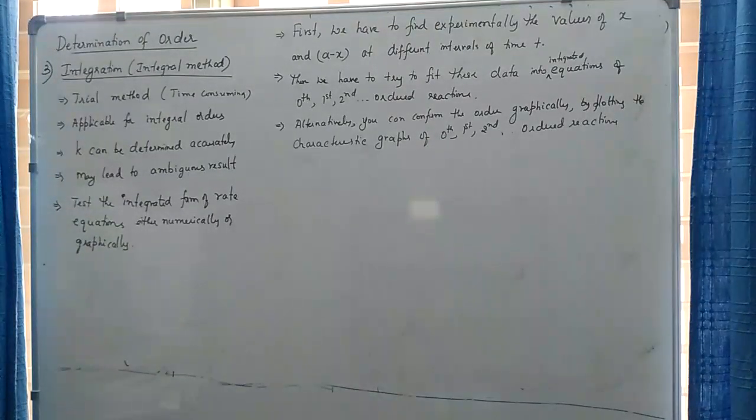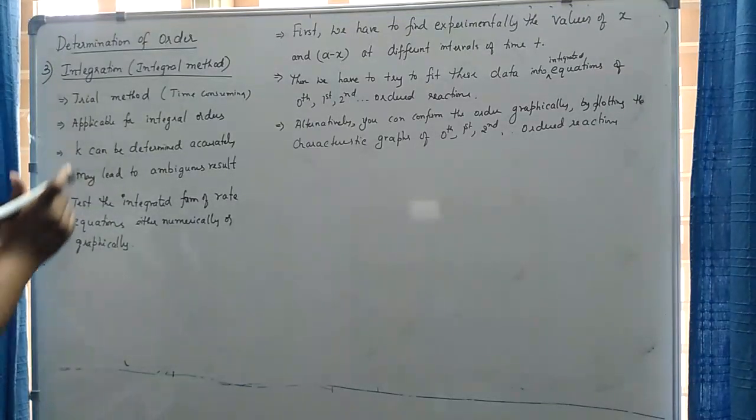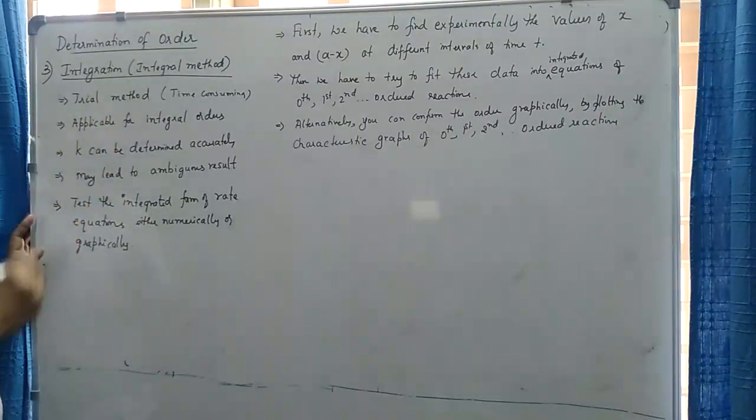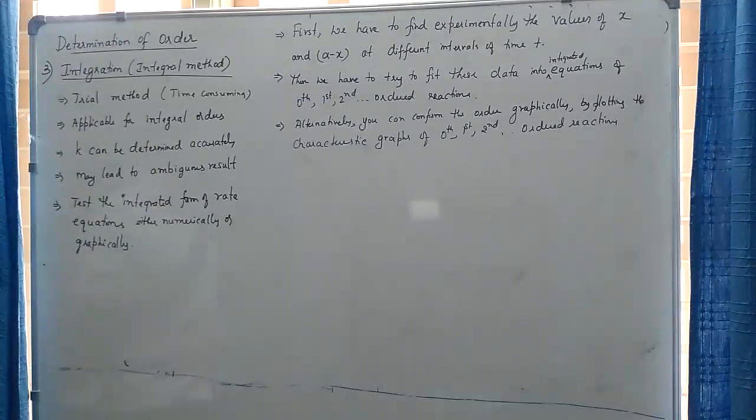The third method is the integration method, or the integral method. I have listed some important features of the integration method. First of all, this method is a trial and error method. And remember, a trial and error method is always a laborious, time consuming method. Sometimes it may finish very early, but in some cases it may be a lengthier method.